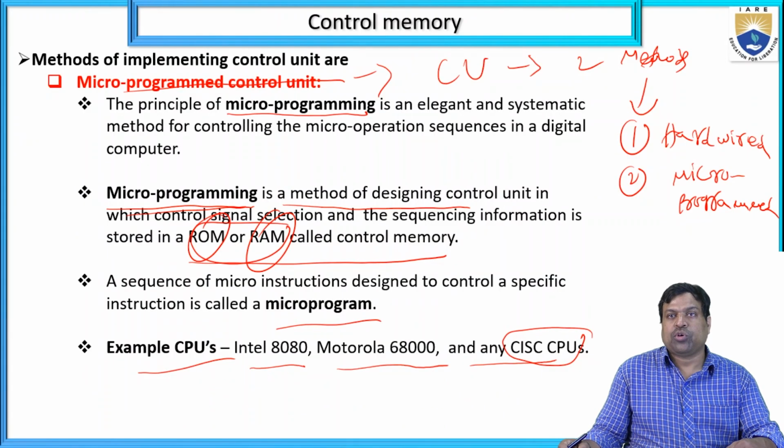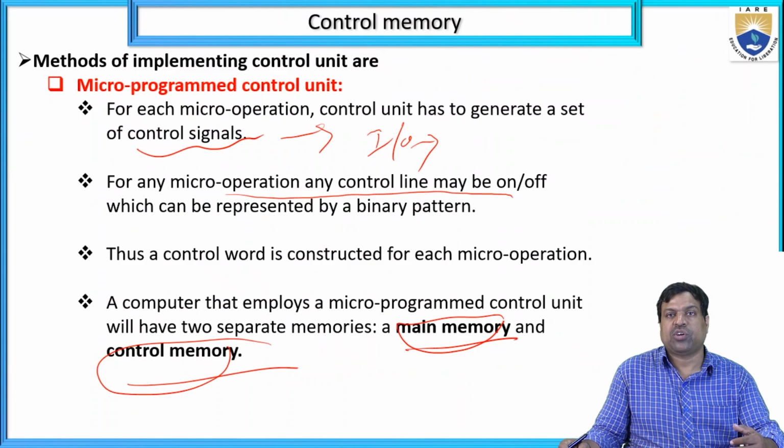And it is a microprogrammed control unit. Microprogramming is like software. We give some instructions to the CPU, then they will be executed. We need a memory, like RAM and ROM. For micro operations, the control unit has to generate the control signals. For micro operations, a control line may be on or off, which can be represented by a binary pattern.